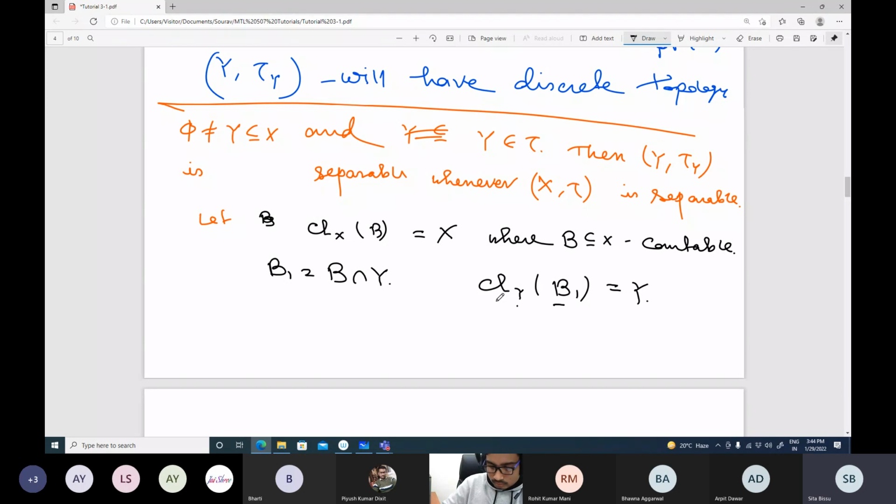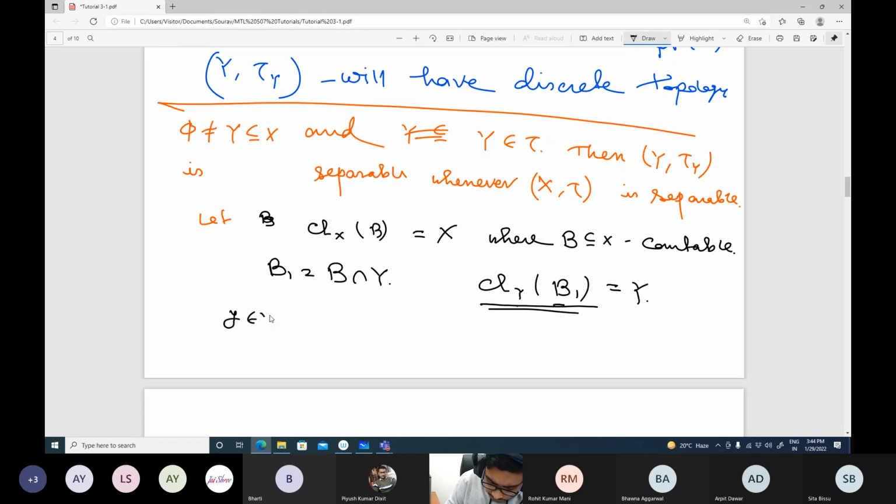Sir, we take any open set in tau Y, let's say V. Then V intersection closure of B1 is not equal to phi. Yes, so then B intersection closure of B1 is not equal to phi. So this is dense for every set, their intersection is non-empty. So this is dense and B1 is countable. Yes. So okay, let's give some precise statement here. Actually, we have to prove this one.